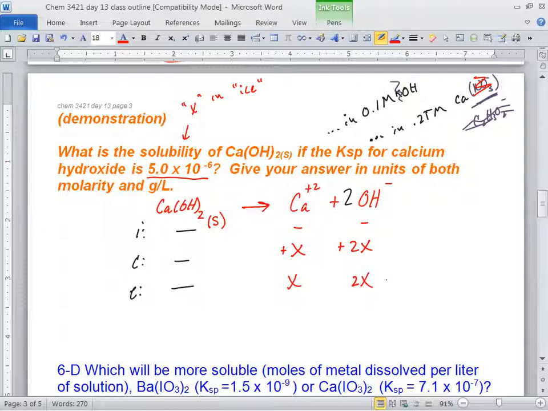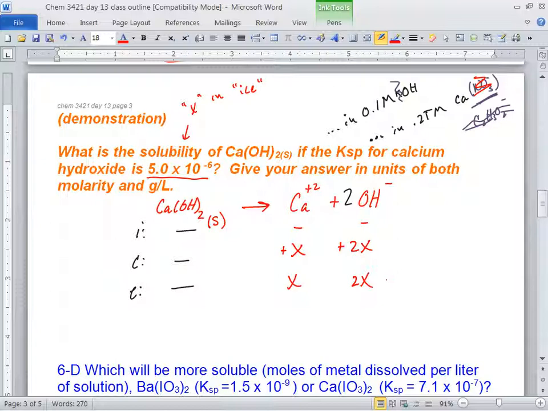Okay. Now remember, we're after solubility. And solubility, Desiree, is the what and what? Solubility is the X in ice. Again, solubility is the X in ice. Just burn that in there, man. Because when they ask for solubility, oh, it's X in ice. You know exactly what to do.